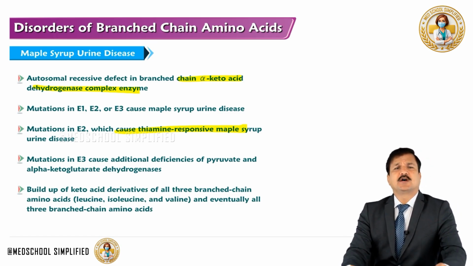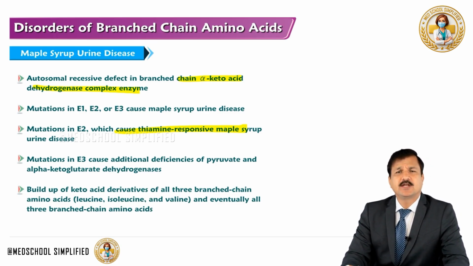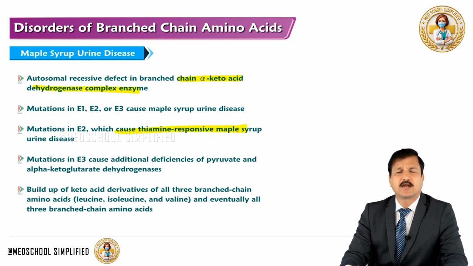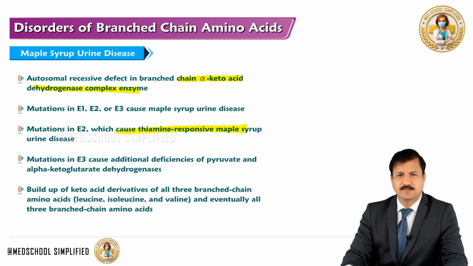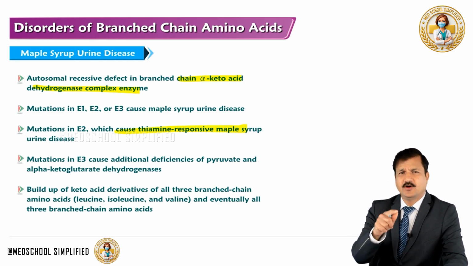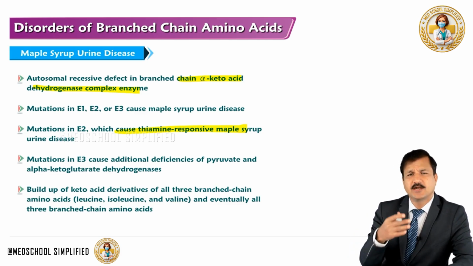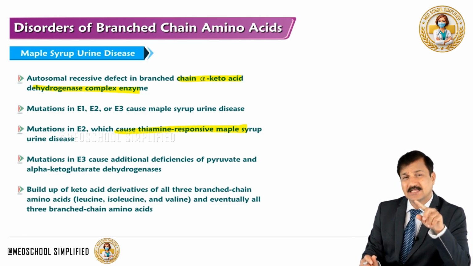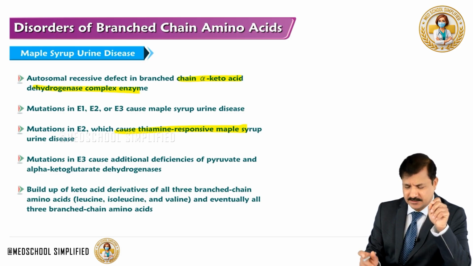So, mutation in the E3 subunit not only leads to elevation of branched chain alpha-ketoacids, it also leads to elevation of the other 2 ketoacids that are catalyzed by similar enzymes that I had told you earlier. So, for easier understanding, let me write down all those 3 enzymes and what all the ketoacids that will be raised if there is a mutation in the E3 subunit of the alpha-ketoacid dehydrogenase enzyme complex.